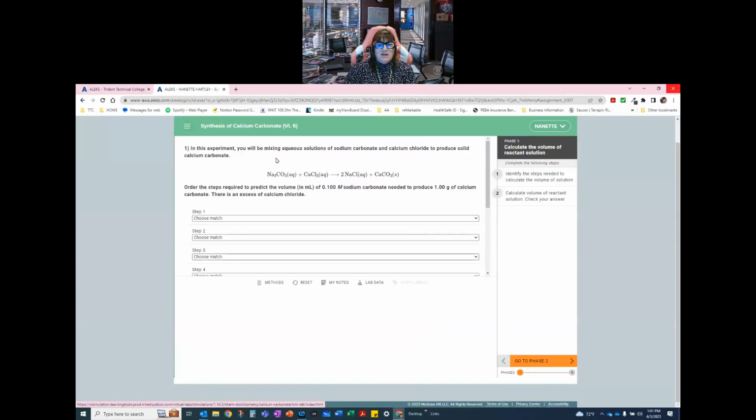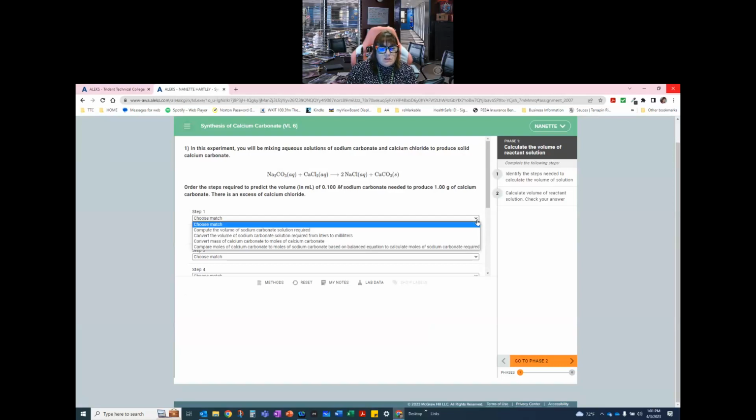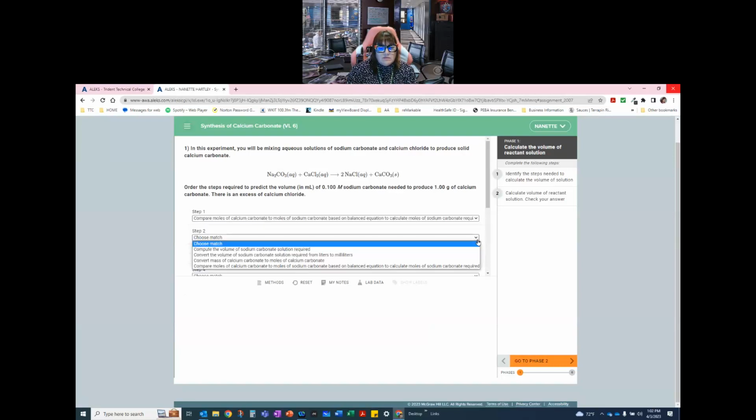In this experiment, you'll be mixing aqueous solutions of calcium chloride and sodium carbonate to produce a solid. Order the steps required to predict the volume of 1 molar sodium carbonate needed to produce 1 gram of calcium carbonate. There is an excess of calcium chloride. So I have a mass of calcium carbonate that I want to use. So moles of calcium carbonate.